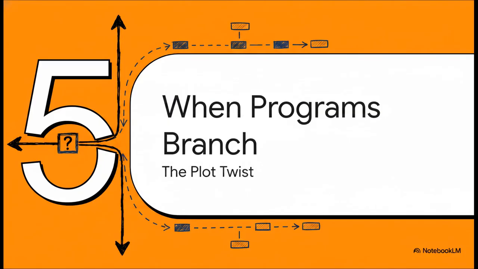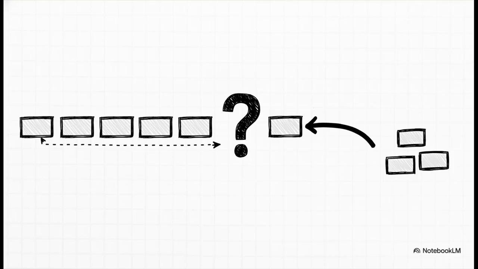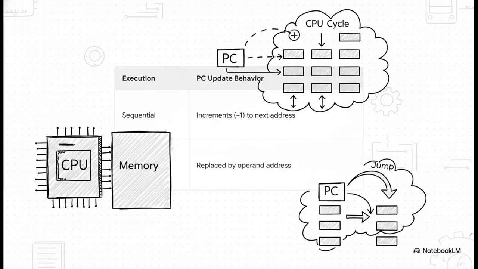Moving to our final part, Section 5, when programs branch. Time for a plot twist. See, real programs use logic that totally disrupts that simple step-by-step sequential flow we just looked at. If you write an if statement, for example, if age is greater than 18, the program might need to skip certain lines of code entirely based on the answer. We call this branching. All right, here's a perfect practice question for your exam prep.